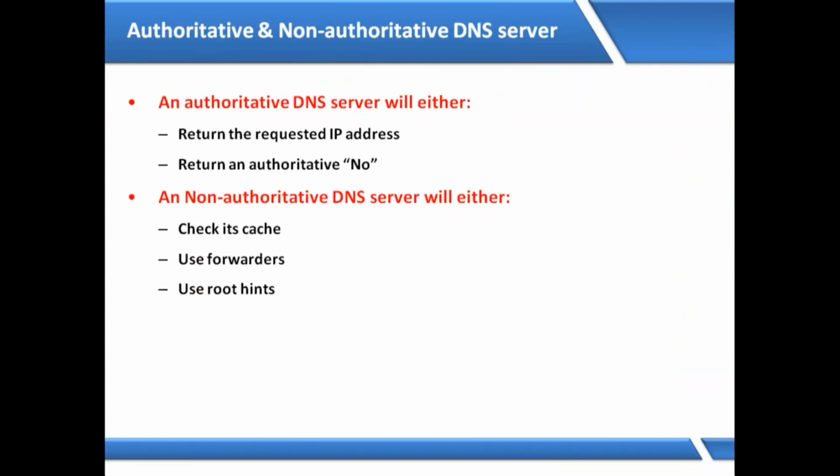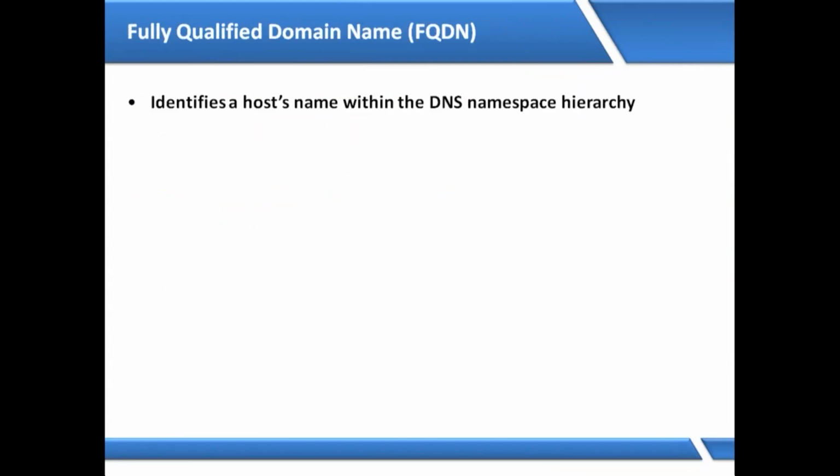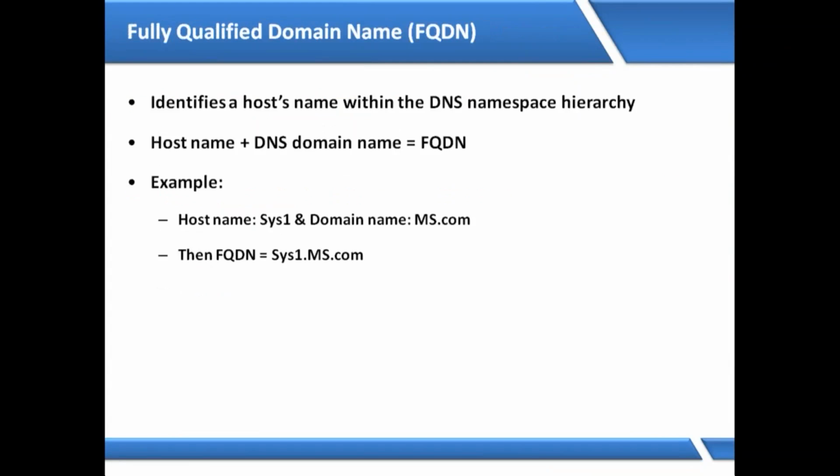Now in every DNS server, like what we have discussed, the DNS server contains a domain name, but a website contains a fully qualified domain name. Fully qualified domain name means it contains a minimum of 2 dots. You can have more than 2 dots, but a minimum of 2 dots. So here the name is sys1.ms.com. Here sys1 is the host name, and ms.com is the domain name. Host name plus domain name is called a fully qualified domain name. Already we have discussed this.